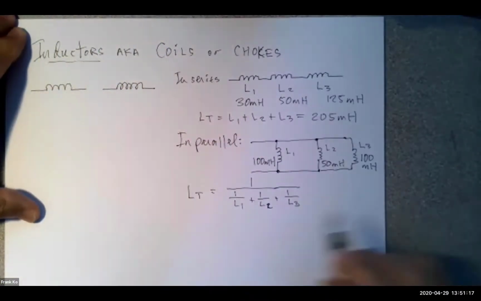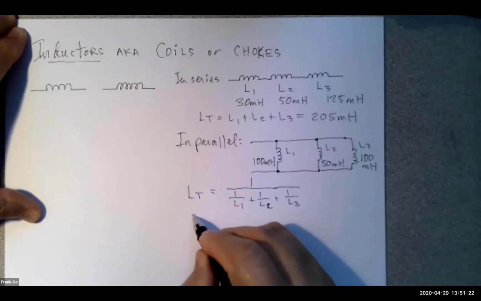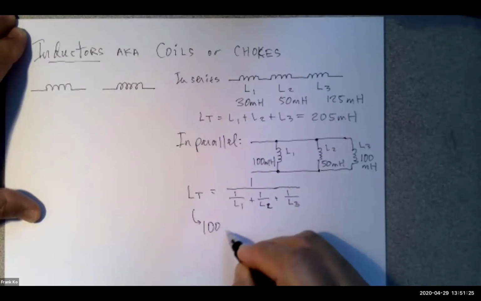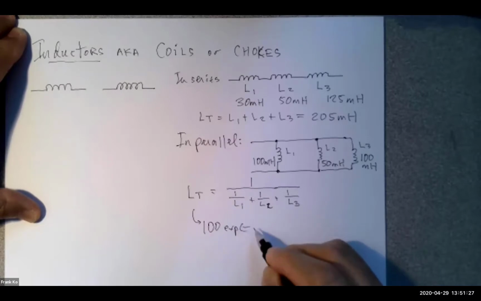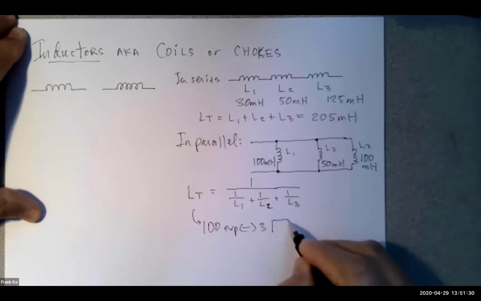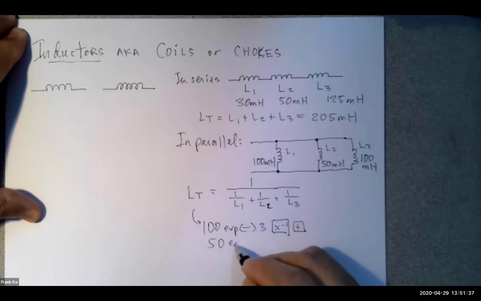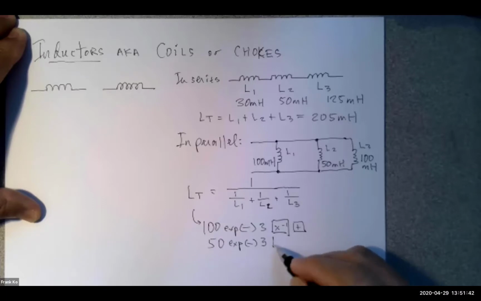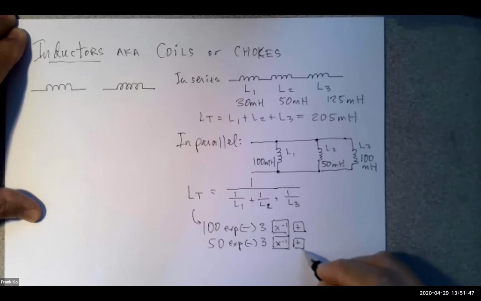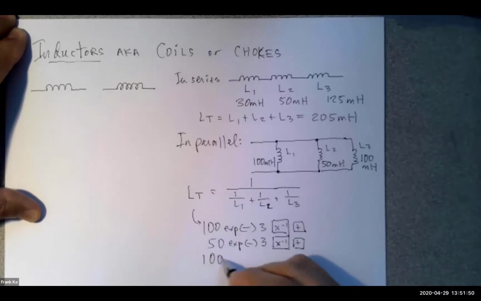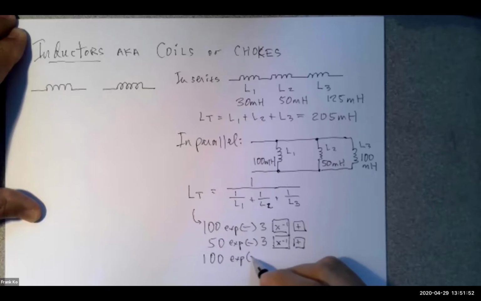So if you use the reciprocal formula, the way you pop these numbers into your calculator would be 100 exponent, change sign, or negative 3, and then you hit your wonderful reciprocal key. You hit plus, then your next value of 50 exponent, change sign 3, and you hit your reciprocal key again. You hit plus, and then you hit your third value, 100 exponent negative 3.